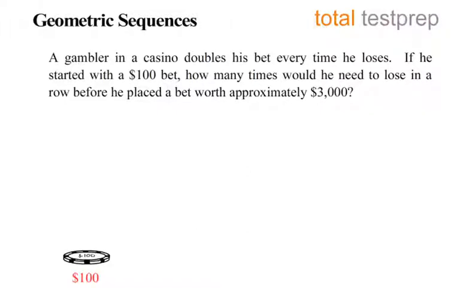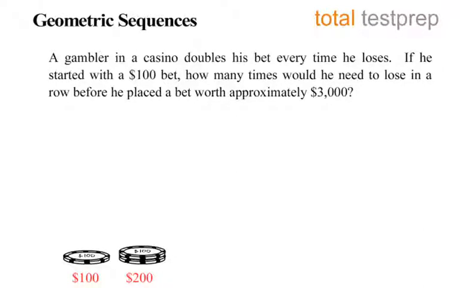Well, if you start with a $100 bet and then you lose, you're going to put down a $200 bet. So that's after your first loss, you're putting down 200. This is also a geometric sequence if you think about it. You're always going from one term to the next and you're multiplying by 2.